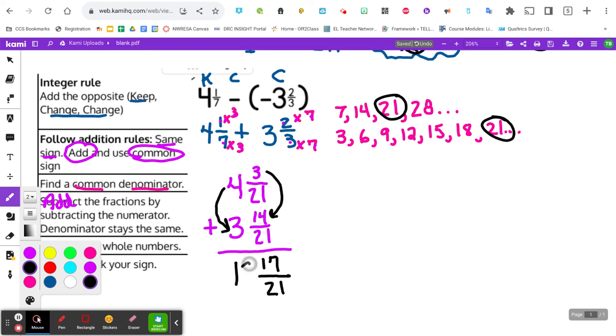And I'm going to double check that sign. So we were supposed to use the common sign, and this is a positive number, and this is a positive number. So my answer is going to be positive as well. So that is my answer. Those of you who are using the other method, well, you can figure out what that is as an improper fraction to check and see if your work is correct.